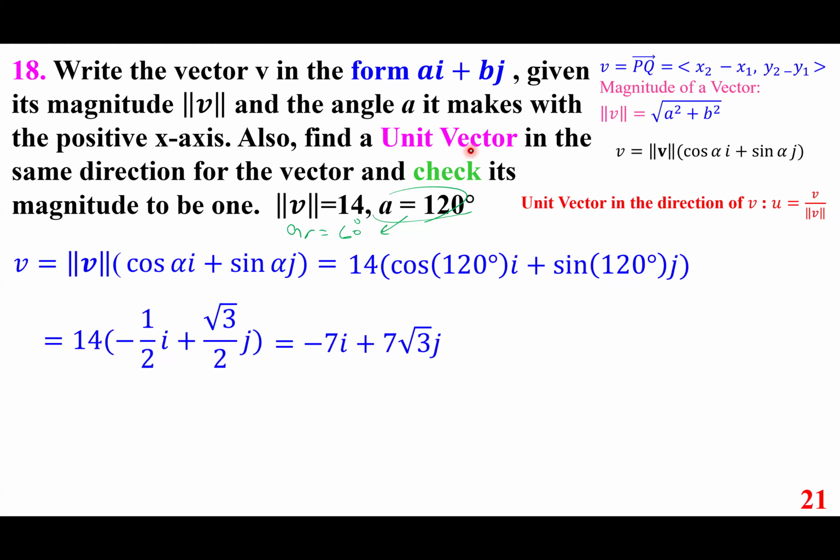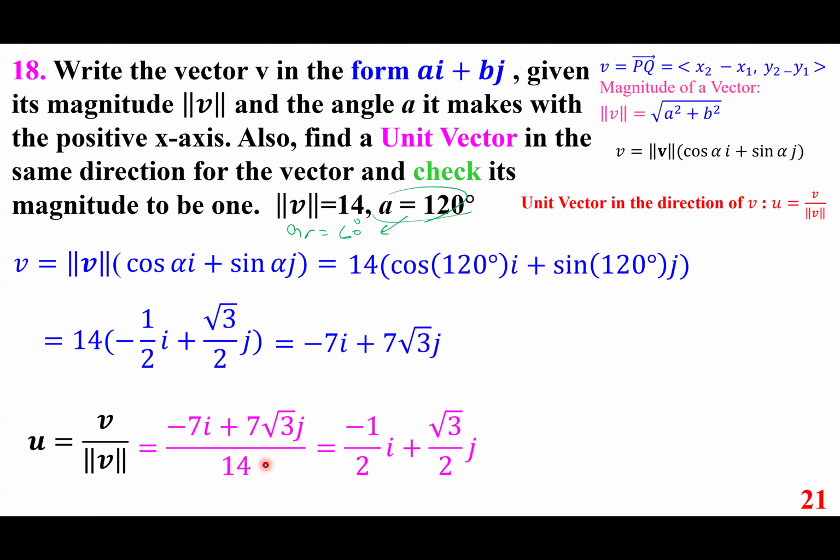How do you find the unit vector? We are going to divide this by its magnitude, 14. So this divided by 14 is negative 1/2, and this divided by 14 is square root of 3 over 2. So we have negative 1/2 i plus square root of 3 over 2 j. We are done.